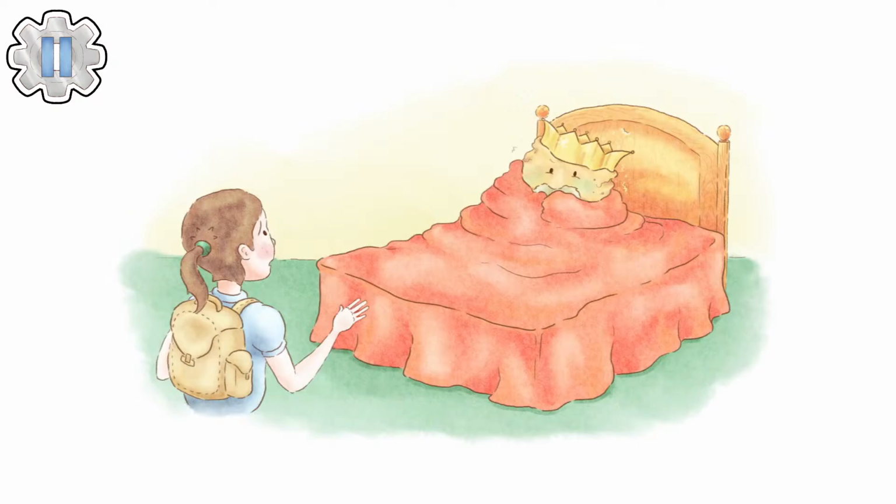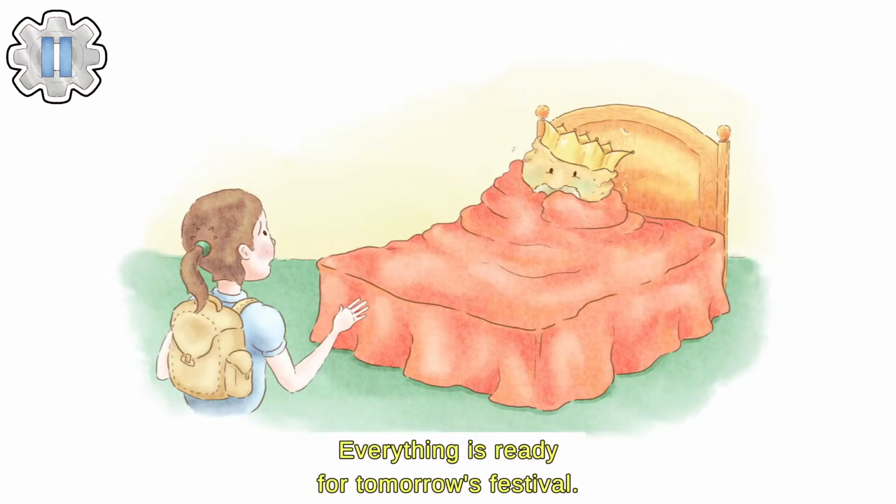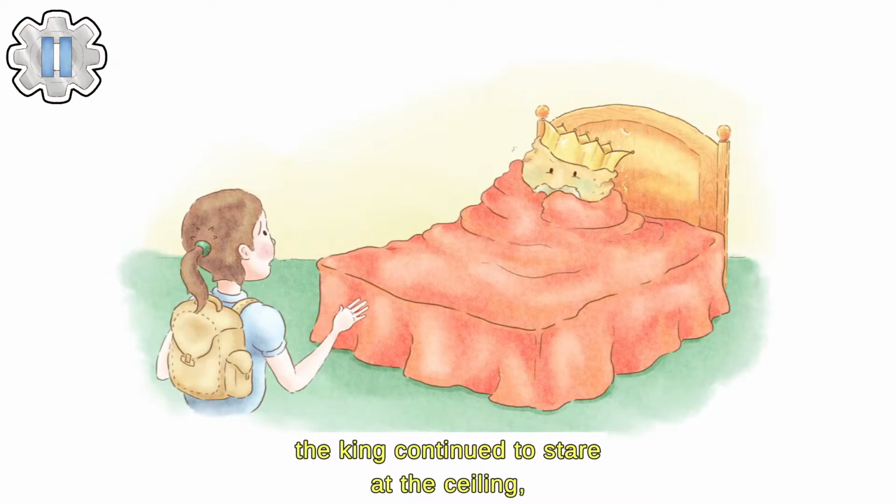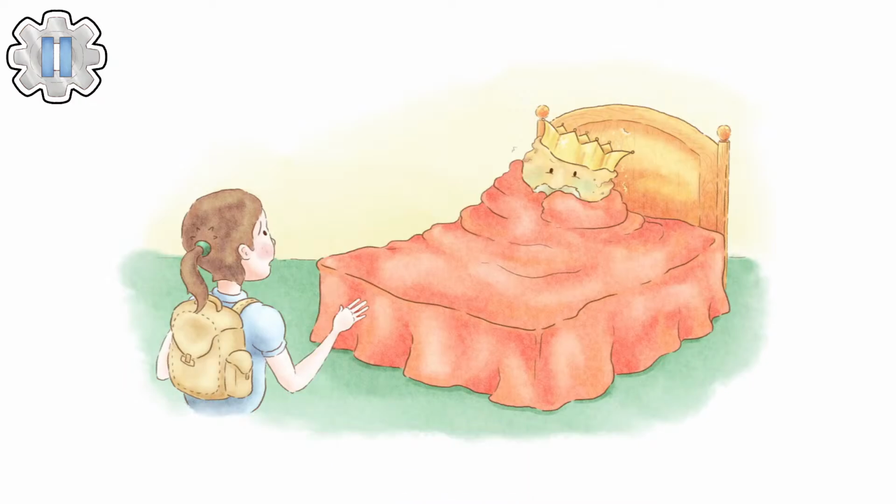Opposite to a large bed with royal red bed sheets stands Annie the adventurer. She is concerned for the king. You have no need to worry. Everything is ready for tomorrow's festival. But even with these words, the king continued to stare at the ceiling, his mind elsewhere.